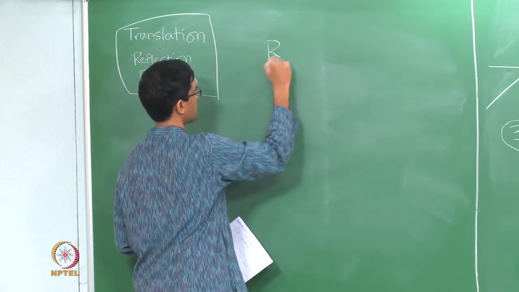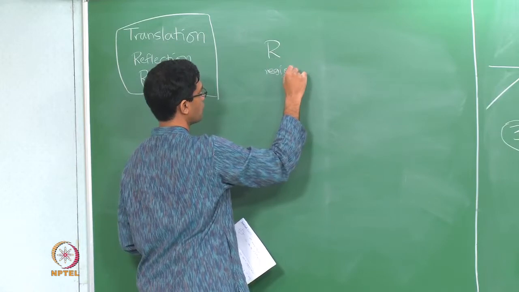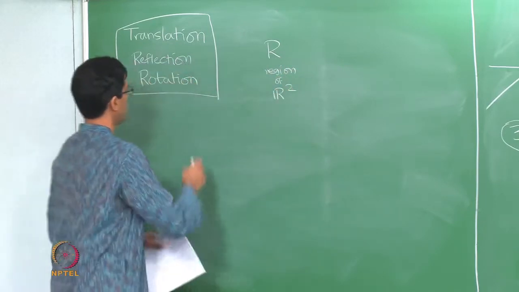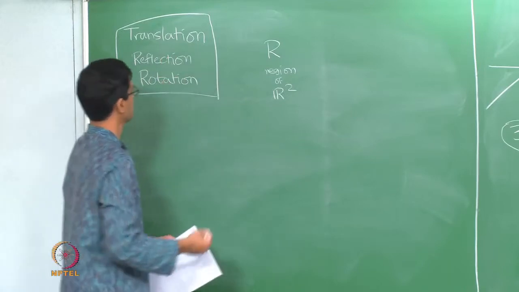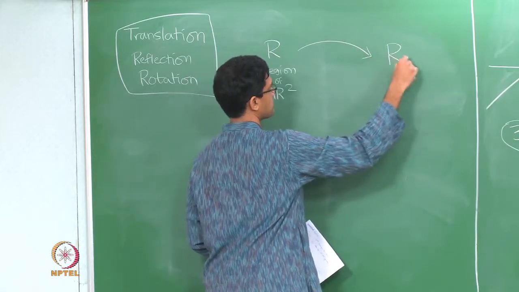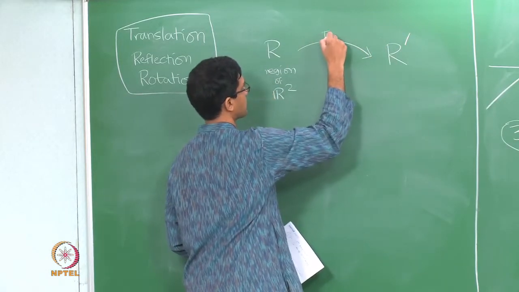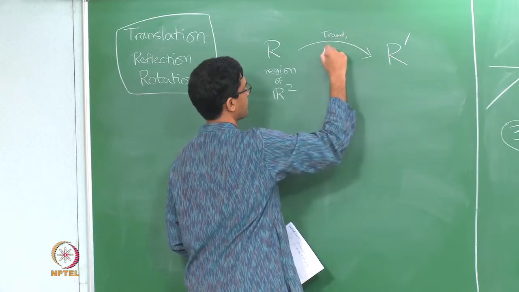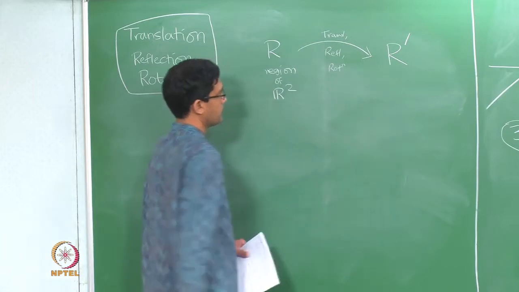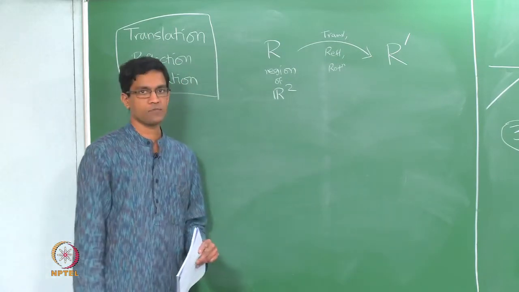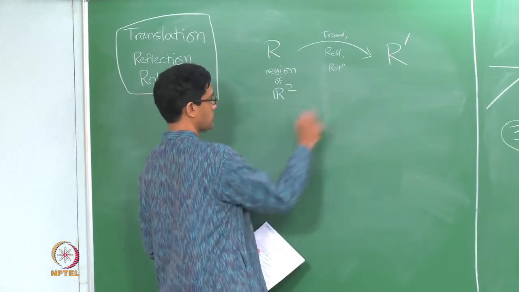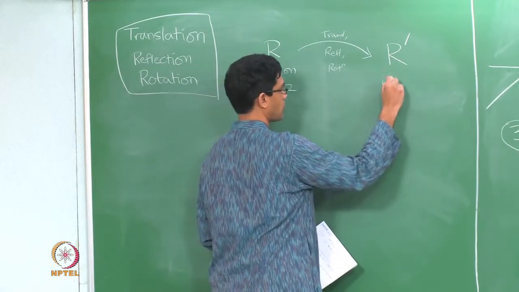So if R is any region in R2 and you take any one of these three fellows, translation, reflection or rotation, what does it do to R? Okay, it maps it to R prime. Any one of these three acting on the region R will give you a congruent region R prime. Okay, what does congruence mean? So where R prime is congruent to R.